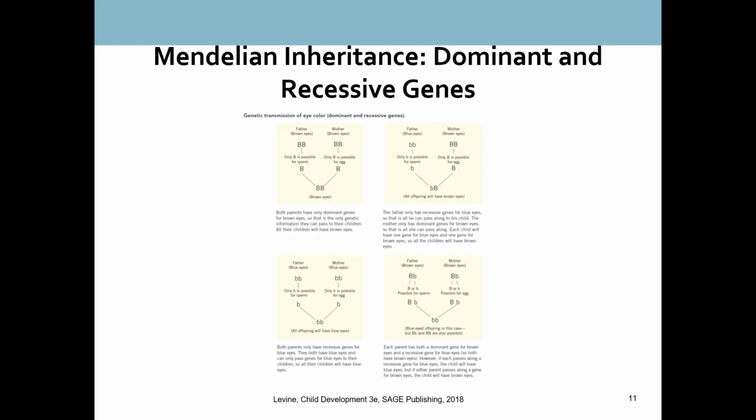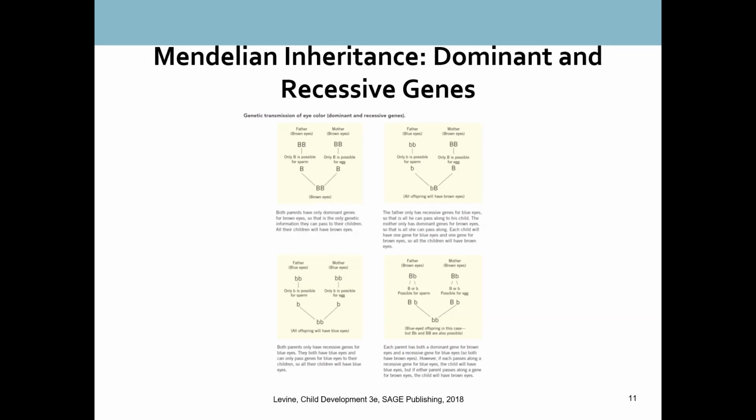Anyways, they could each pass a brown, they could each pass a blue, whatever. One might pass a brown, one blue. In this case, what you end up with is, on average, 75% of their children will have brown eyes, because there's four possibilities: that they pass brown-brown, brown-blue, blue-brown, or blue-blue. And it's only that last one out of four that produces blue-eyed children.